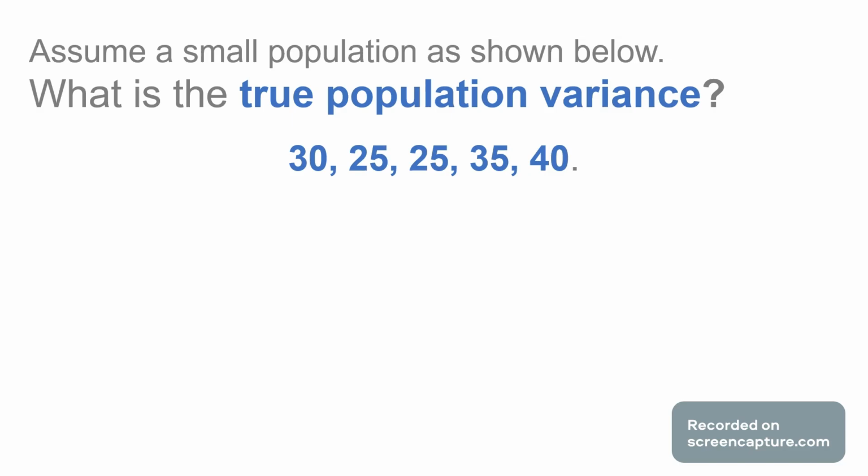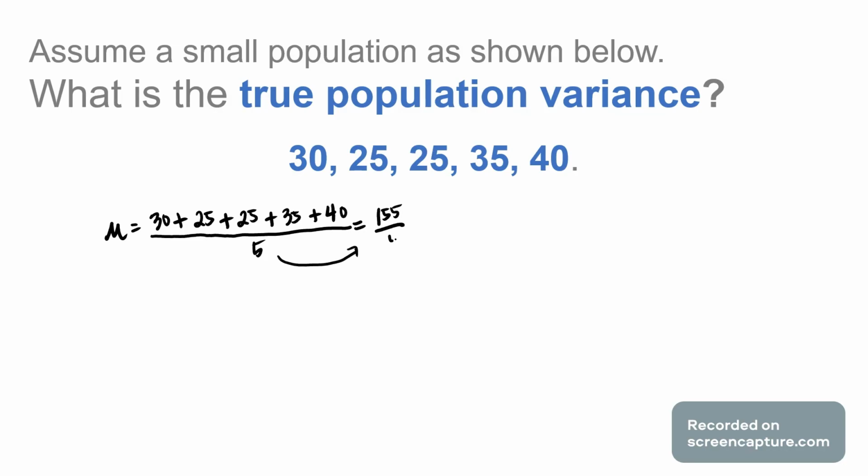So let's assume a small population as shown here: 30, 25, 25, 35, and 40. Let's get the true population variance. To do this, we need to first get the mean mu. To get the mean mu, we add all of the numbers: 30 plus 25 plus 25 plus 35 and 40. The sum here is 155. And we have to divide this by the population size of 5. So 155 divided by 5 is 31.